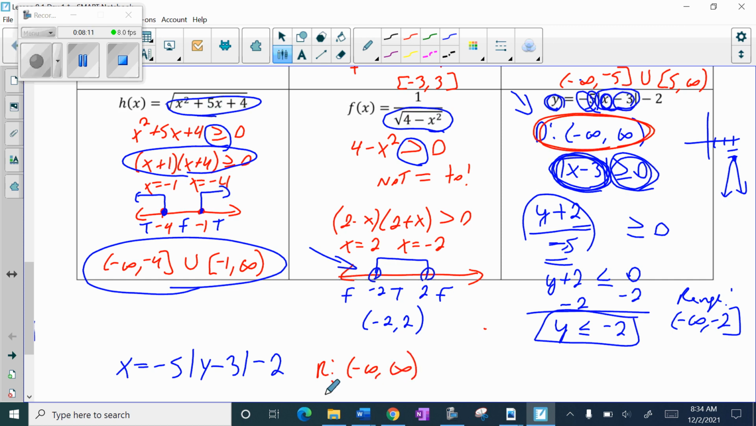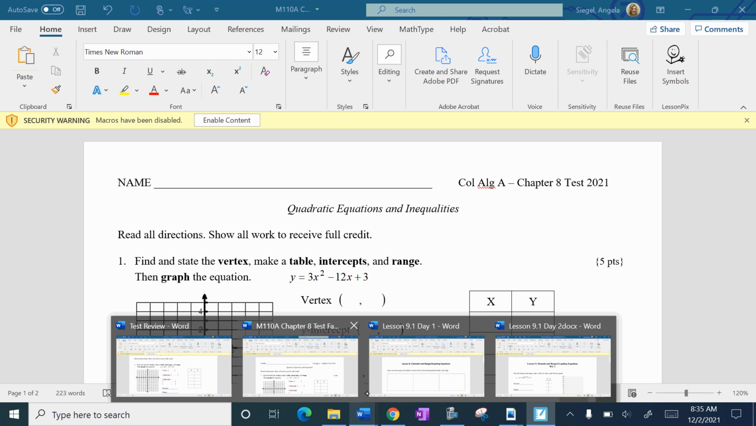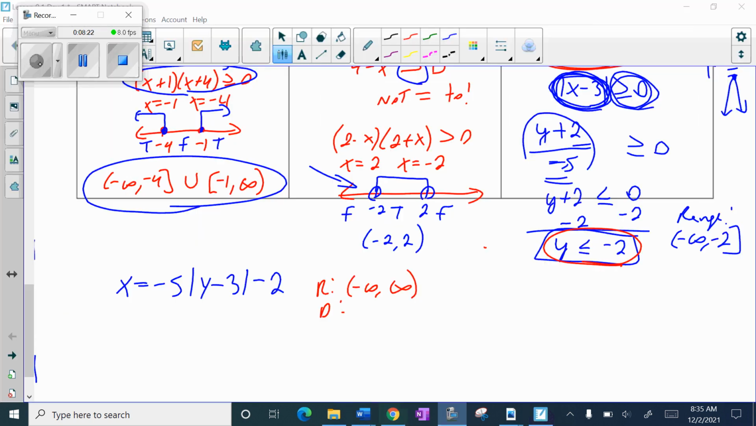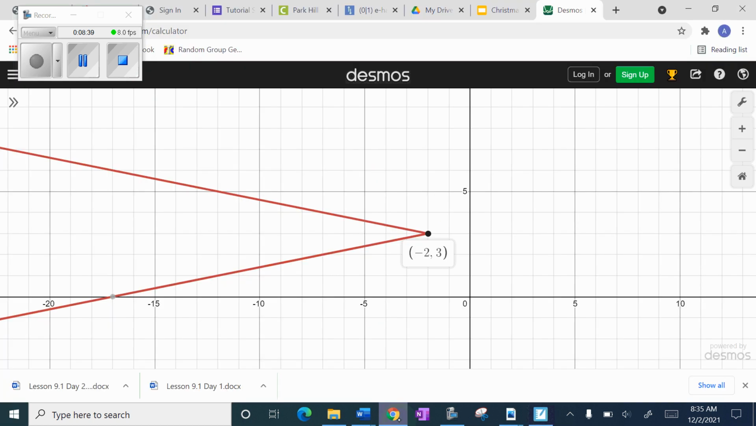And then my domain is going to be what my range was. So my domain now is going to be x less than or equal to -2. So remember this: range is negative infinity to positive infinity, and our domain is x has to be less than or equal to -2. Let's look at our Desmos and see if that makes sense. Our range goes up, up, up, and down, down, down, so that makes sense. And our domain has to be less than or equal to -2, which hopefully makes sense from here.